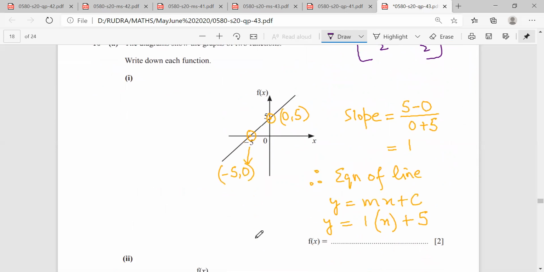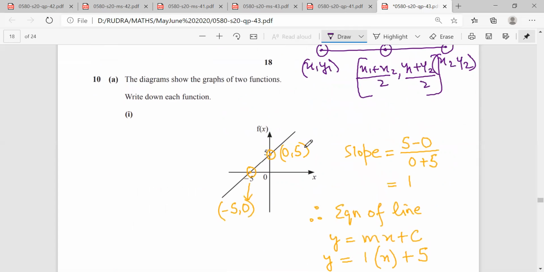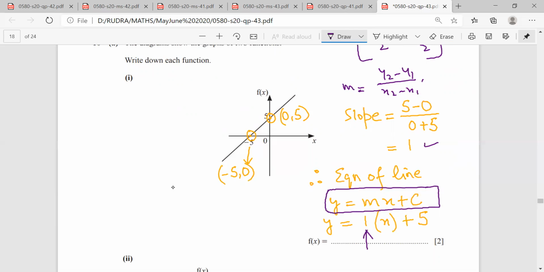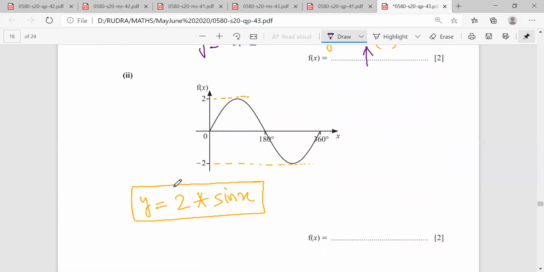So write down each formula. The first step I need to do is find the slope. For finding the slope, I will be using (y2 minus y1) upon (x2 minus x1). Once I have found the slope, then I can use the standard formula y is equal to mx plus c. I have the slope. I can see the y-intercept here. This is my y-intercept, which is equal to 5. So my equation would be y is equal to x plus 5. Is there any doubt? No, sir.